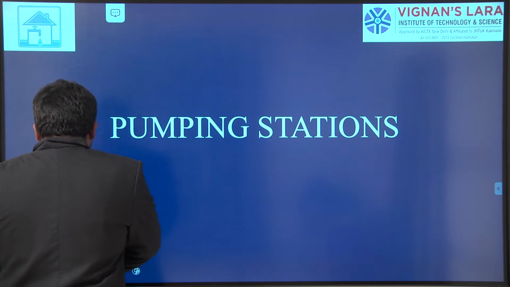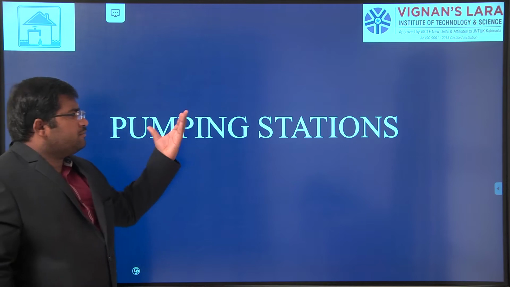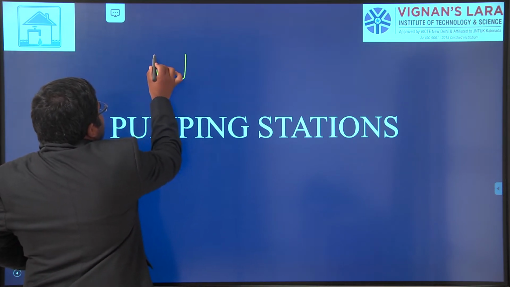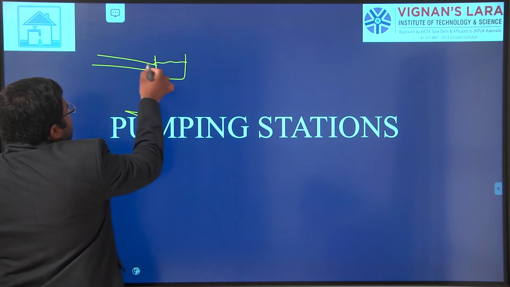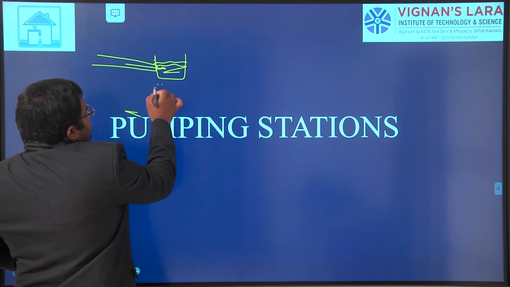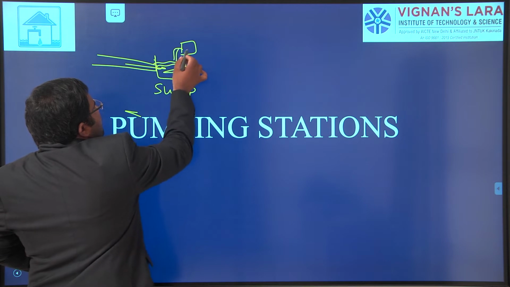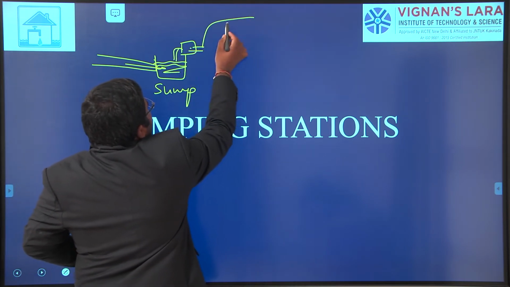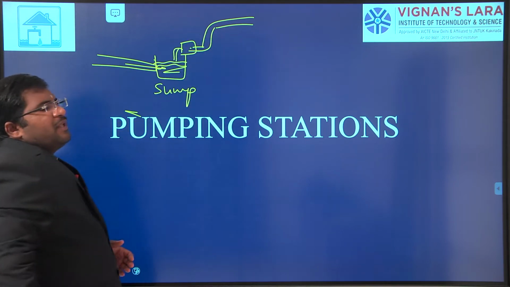So we already know that there is a place where we are collecting low level sewage in a sump. This is called a sump. From here we are going to install the pump, so that the sewage will be discharged to the higher level.